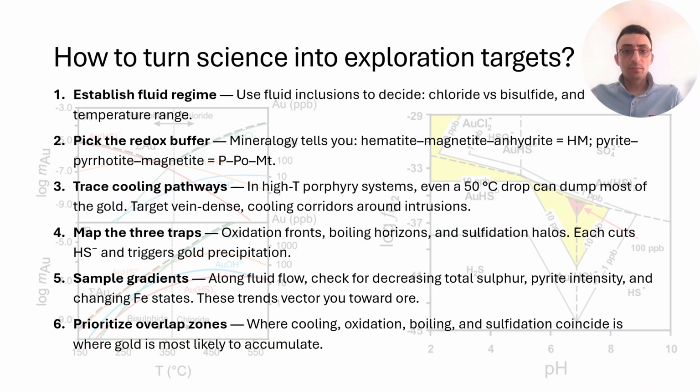In summary, use mineralogy and fluid inclusions to infer redox condition, ligand, and temperature, then overlay oxidation, boiling, and sulfidation maps, and finally prioritize overlap zones. In the next set of videos, I will dive deeper into the geochemical aspects of these two diagrams in more detail.